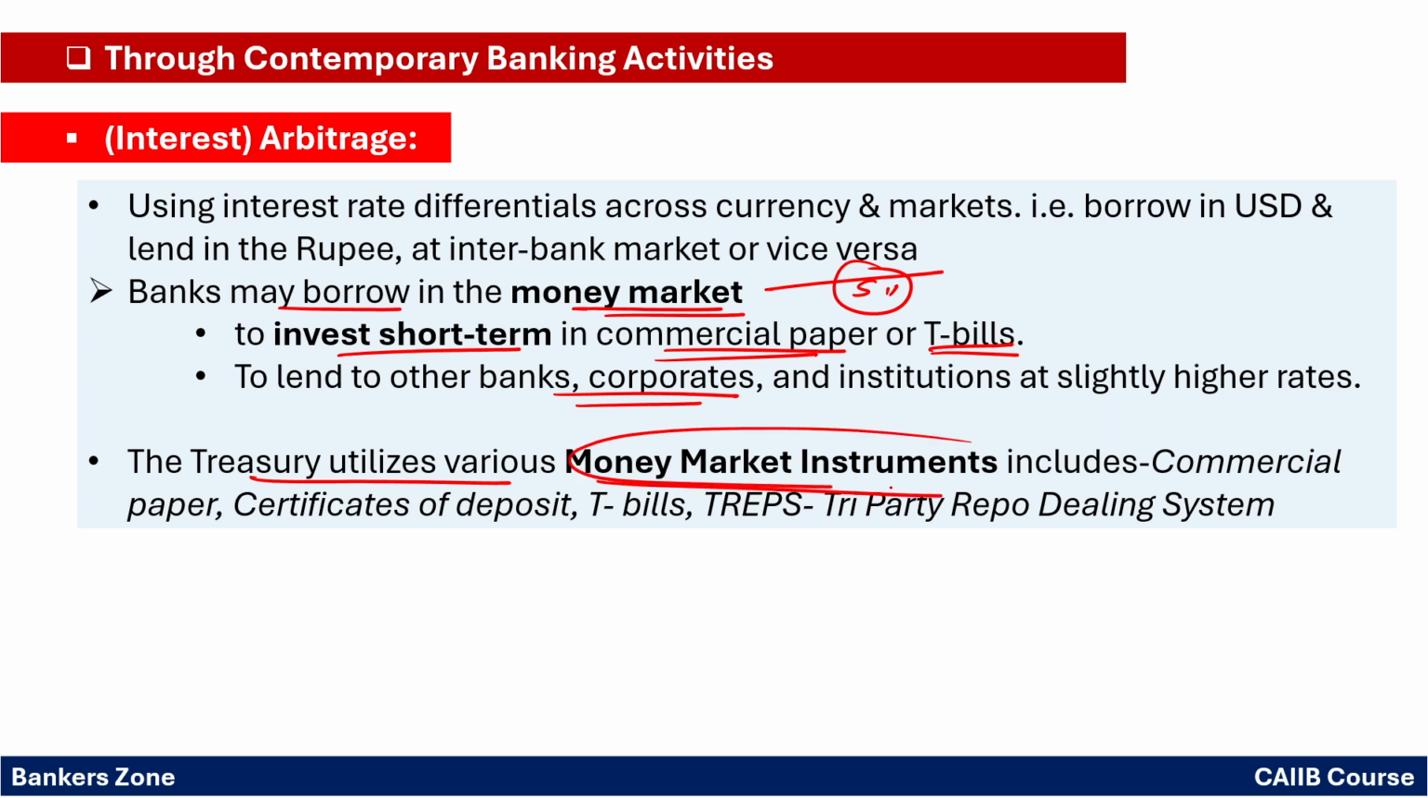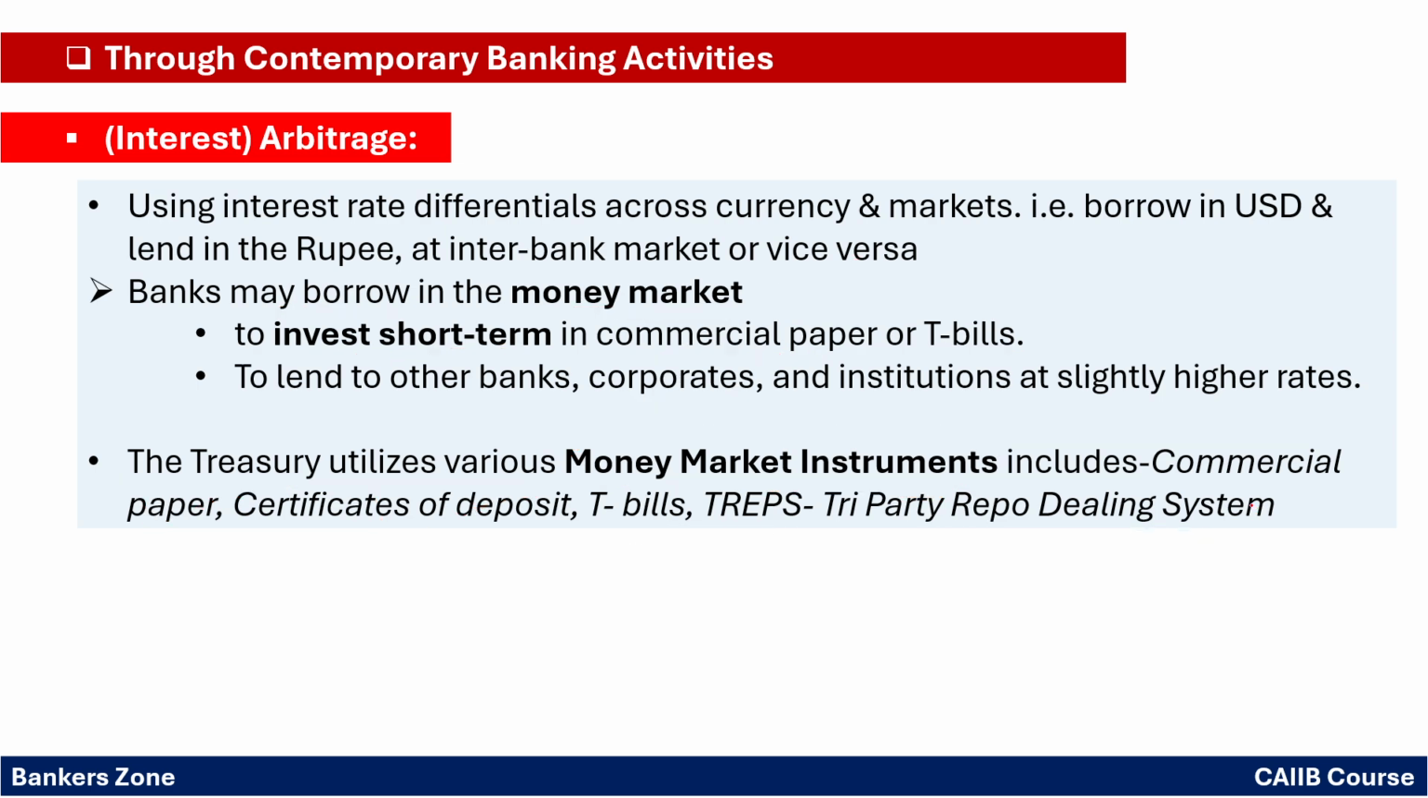What are the different money market instruments? The commercial paper, CD (certificate of deposit), then treasury bill, then TREPS. TREPS means tri-party repo dealing system. Tri-party repo, that is TREPS. So these are the different money market products, money market instruments.